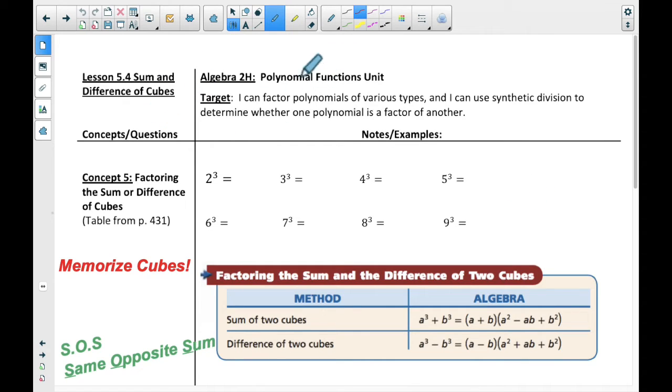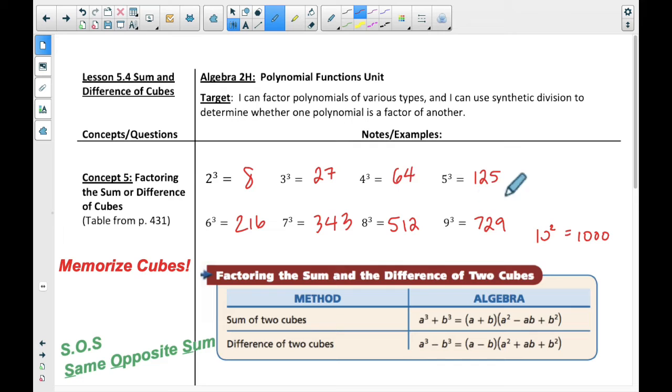We are still in the polynomial unit and we are talking about factoring. One thing we're going to focus on in this lesson is sums and differences of cubes, which means that you really ought to know your perfect cubes. Take a minute and fill this out. This is something we're working on memorizing, and you ought to know these or at least recognize them when you see them. So pause the video here and fill this in.